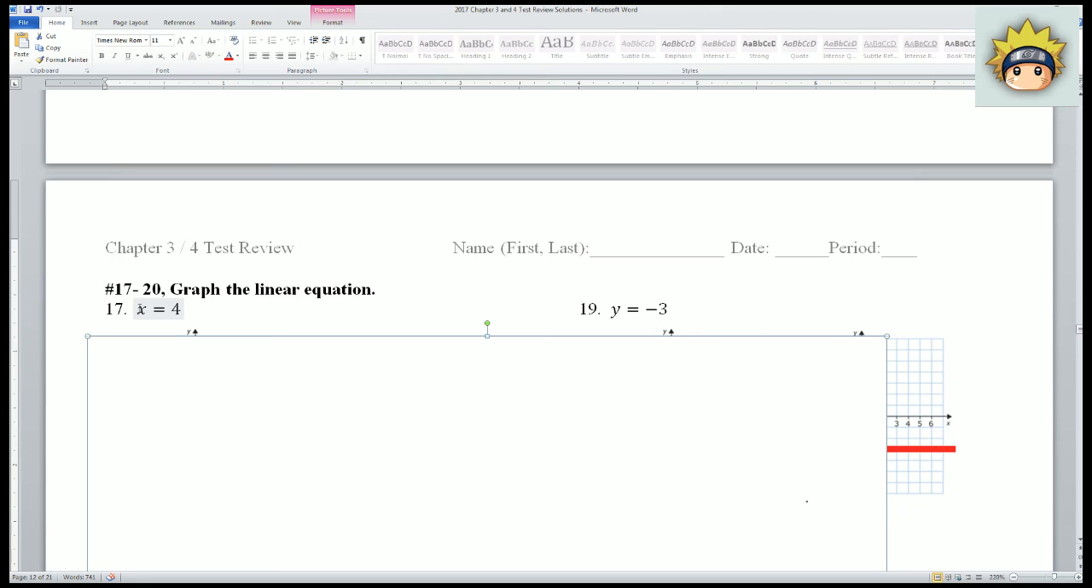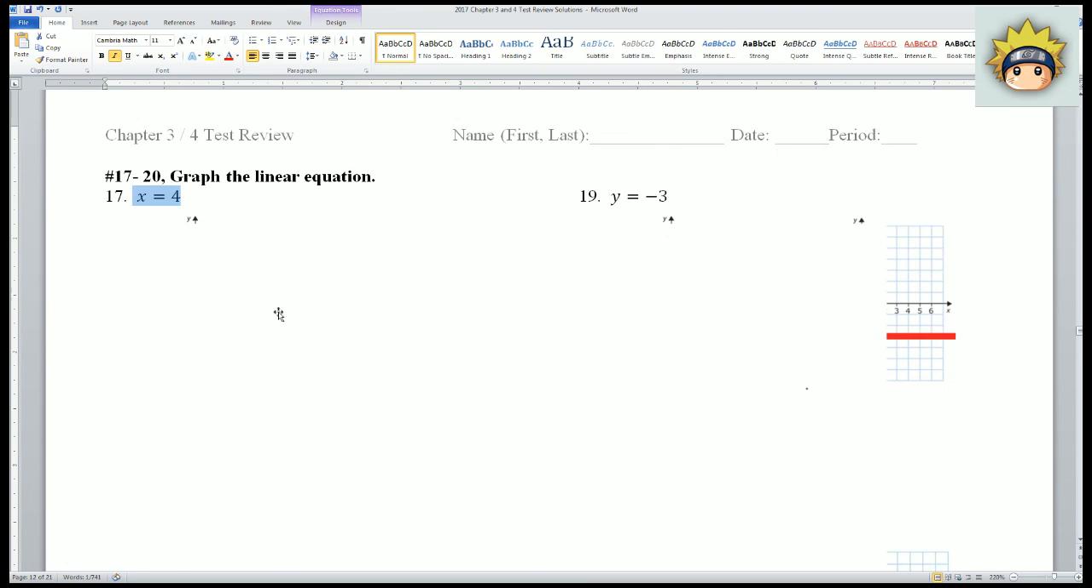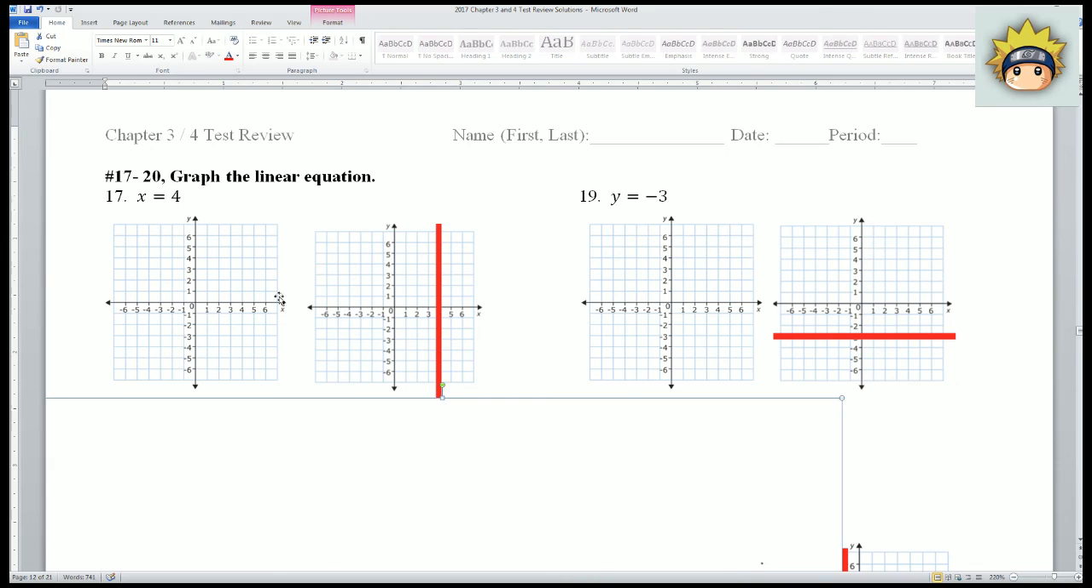Remember, this is x equals 4. This is not an ordered pair. This tells me everywhere x is equal to 4. So this is the only place that x is equal to 4, down this line, right? It is a vertical line having the slope of undefined. That is x equals 4.